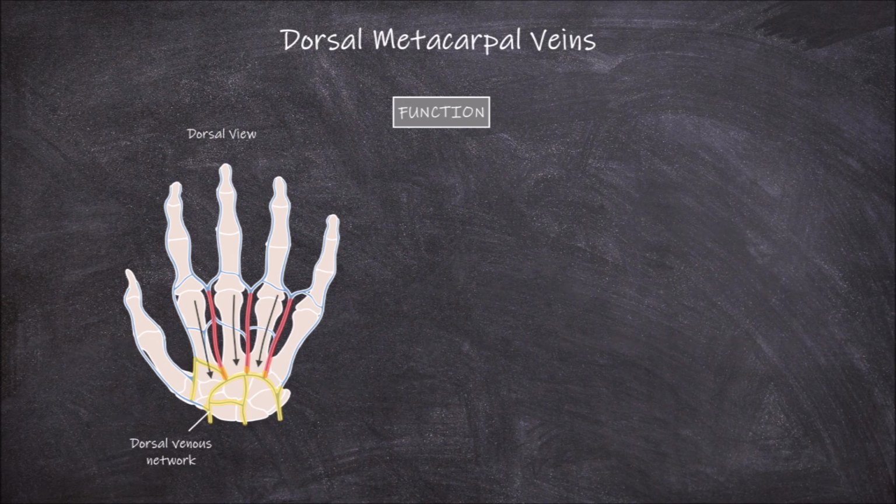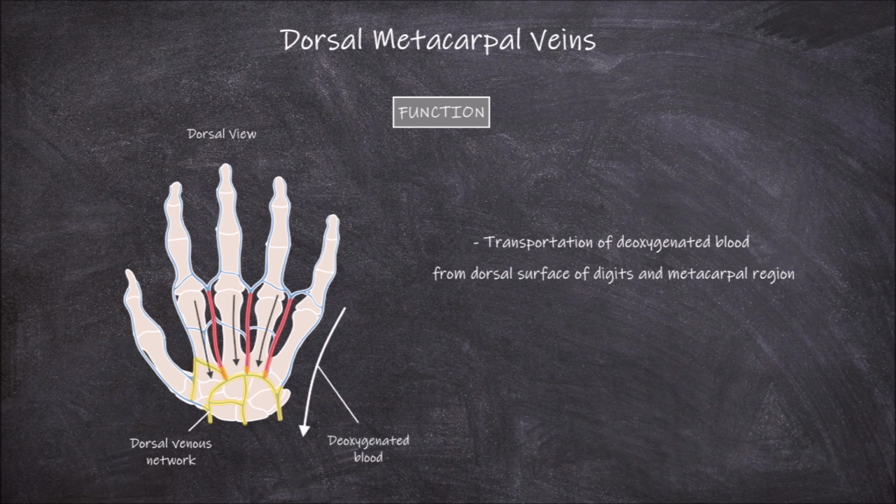What is the function of these veins? These veins primarily function in the transportation of deoxygenated blood from the dorsal surface of the digits and metacarpal region. From here, the blood drains into the dorsal venous network of the hand and onwards up the arm on its way back to the heart.